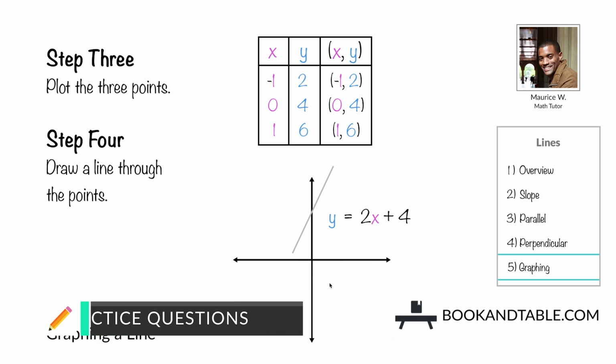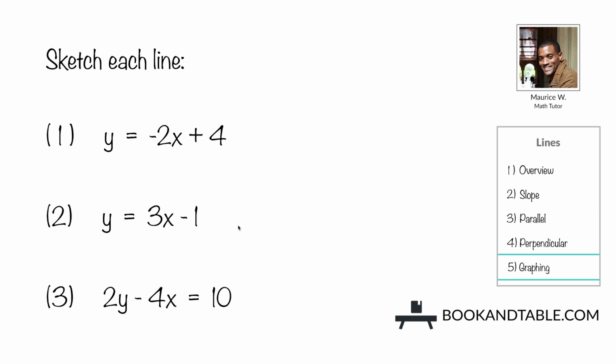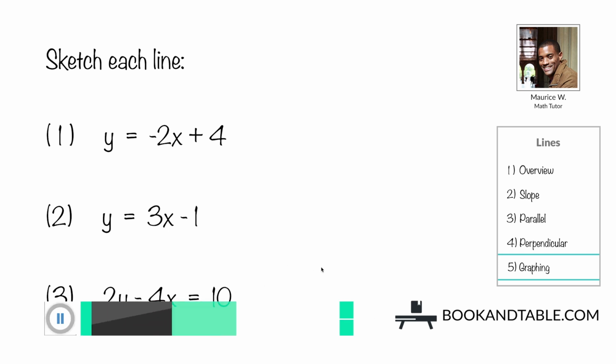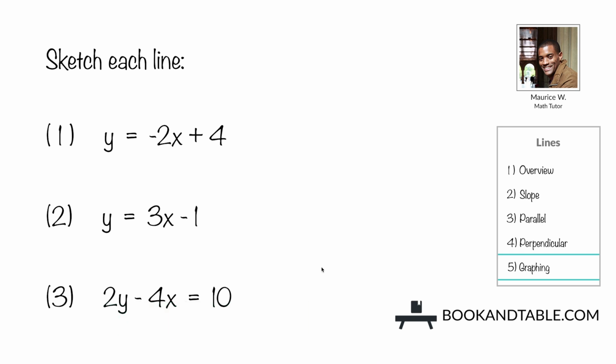Let's now have you sketch a few lines. Sketch each line. Question number 1, y is equal to -2x plus 4. Question number 2, y is equal to 3x minus 1. And question number 3, 2y minus 4x is equal to 10. Pause the video, sketch each line, and then press play when you are ready to begin.